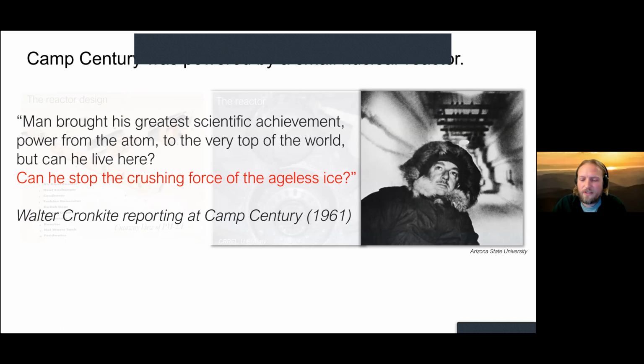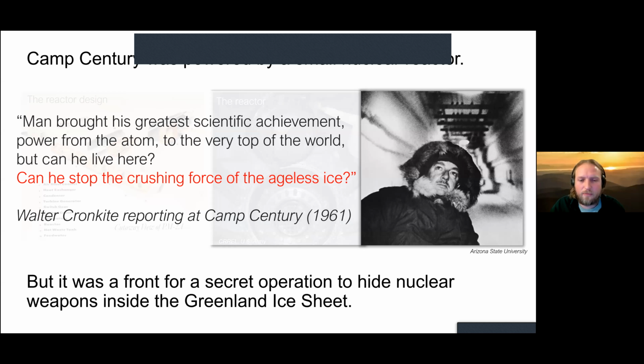Well, the other thing that was going on, not just showing whether or not the US could make this base, was that they were devising if it was possible or feasible to store and hide nuclear weapons inside of the ice sheet itself in this operation called Project Iceworm.